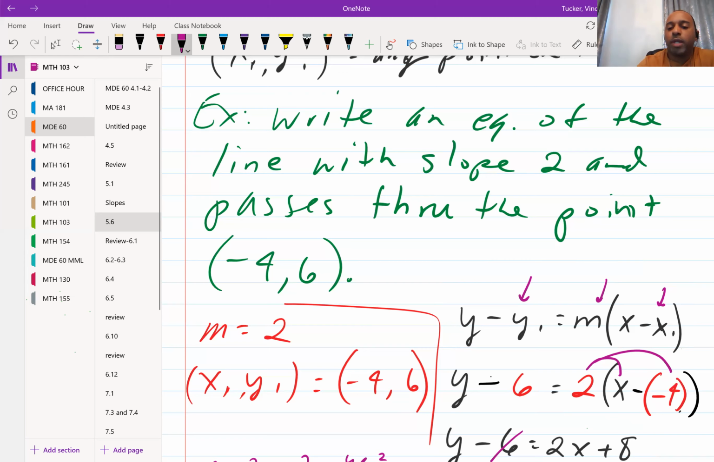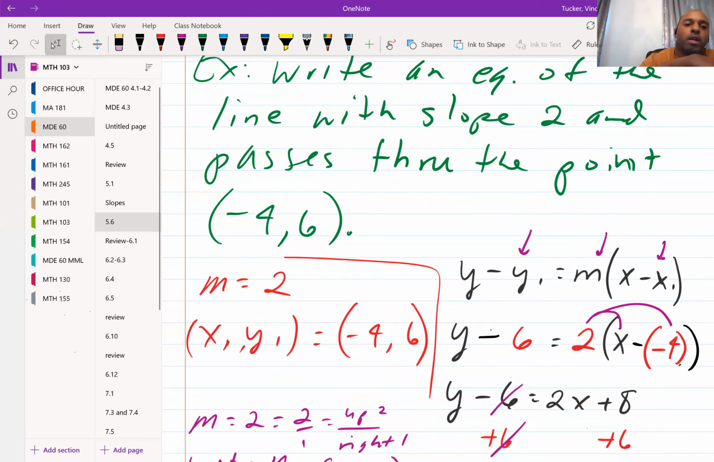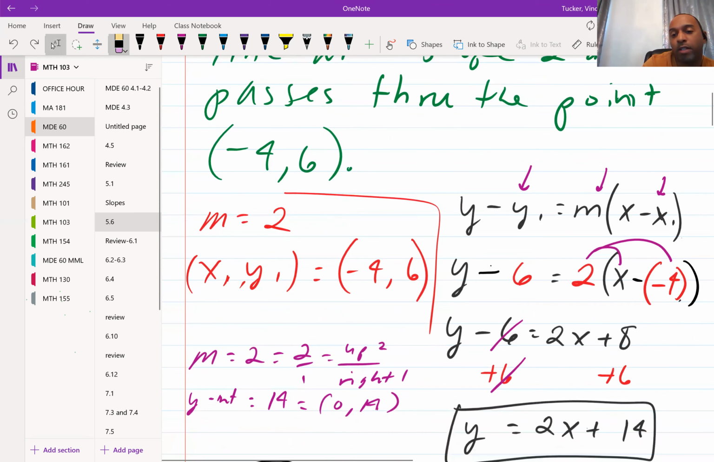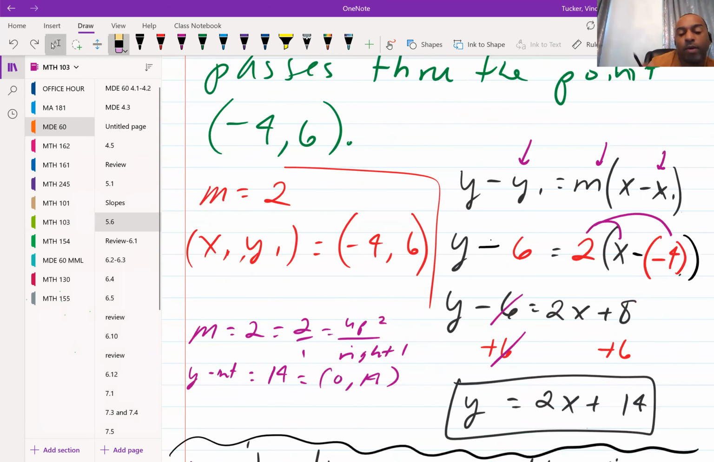All right, you can distribute that 2. And a negative times a negative turns positive. So we're looking at y minus 6 equal to 2x plus 8. Then to make it the simplest way of expressing this equation, we'll add 6 to both sides. And now we have the equation y equal to 2x plus 14.